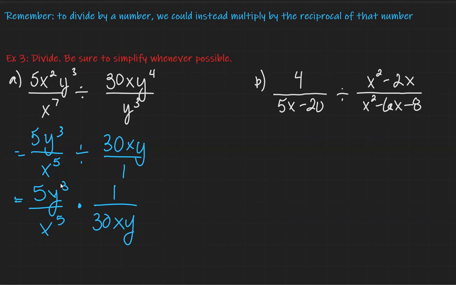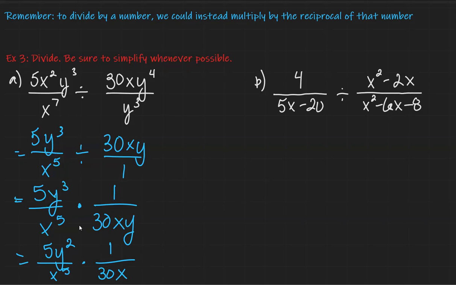Notice that this y cubed is in the numerator. This y is in the denominator. So 3 minus 1, that's going to be y squared. So 5y squared over x to the 5th times 30x under 1.